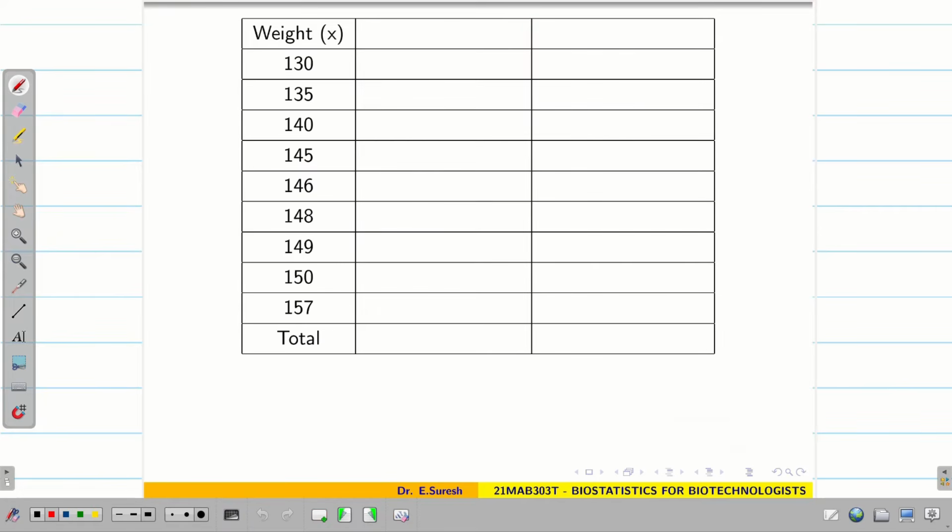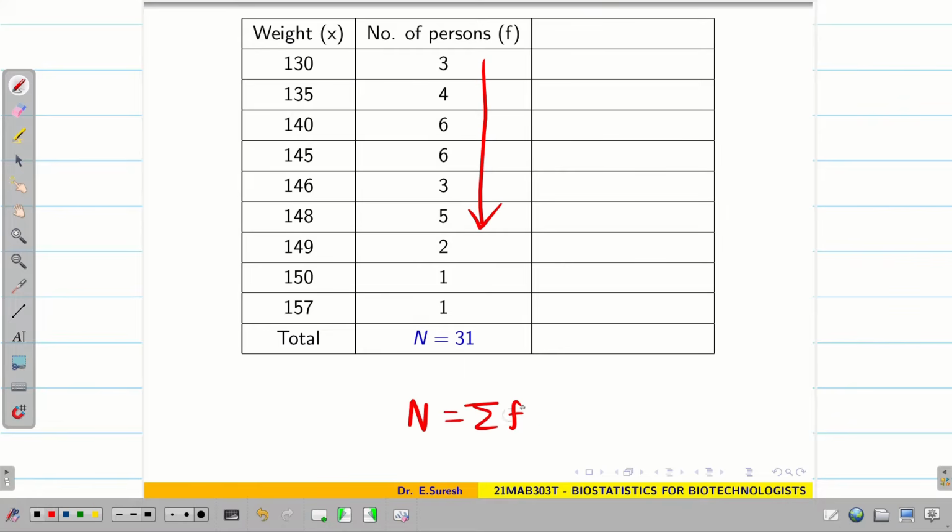So let us write the table, x in the first column and the frequencies in the next column. Then add all the frequencies. We get N is equal to the summation of f, that is 31. Next we have to calculate f into log x in the third column.